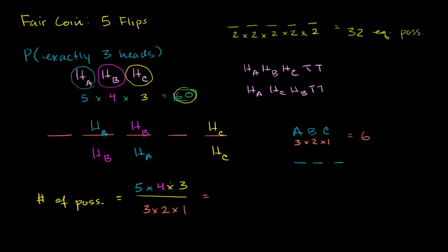Oh, sorry. It's 60 divided by 6. 5 times 4 times 3 is 60. It gives us 60 divided by 6, which gives us 10 possibilities. 10 possibilities that give us exactly 3 heads. And that's of 32 equally likely possibilities. So the probability of getting exactly 3 heads, well, you get exactly 3 heads in 10 of the 32 equally likely possibilities. So you have a 5/16 chance of that happening.